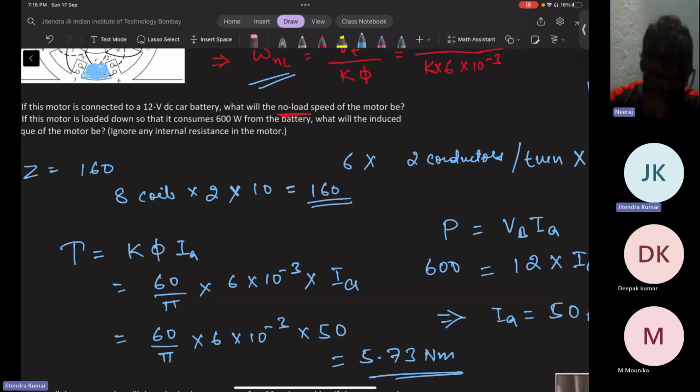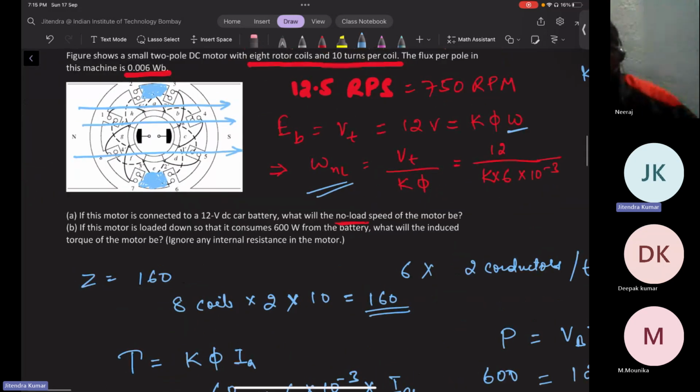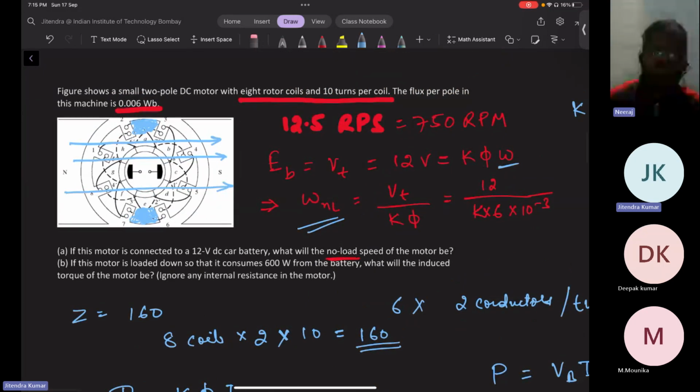Is there any information provided in the problem that deals with the number of active conductors? Generally, in most of the questions it won't, but it is always better that you pay attention to the minute details provided in the question, right? That's why I took this question, because it is our natural tendency. Had I been in your place, I would have made the same mistake, because I had already memorized this formula, E equals K phi omega, and K equals ZP by 2 pi A.